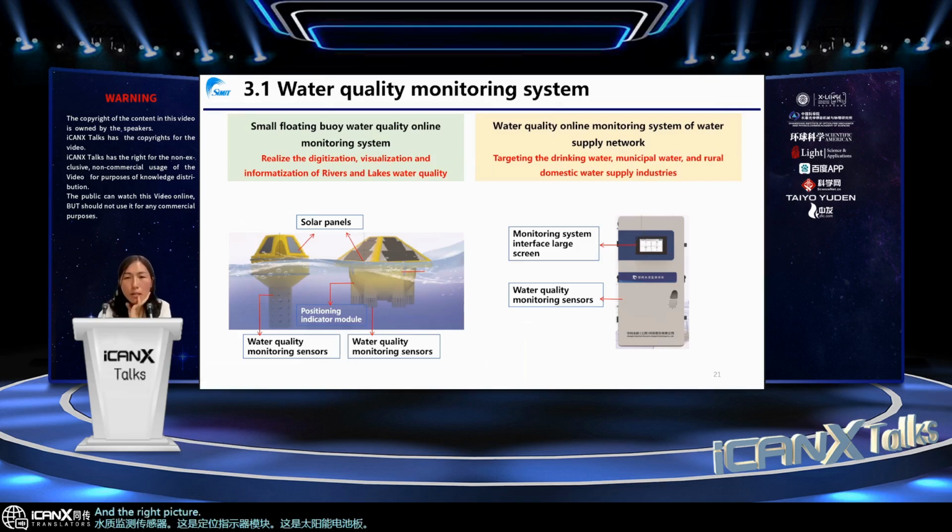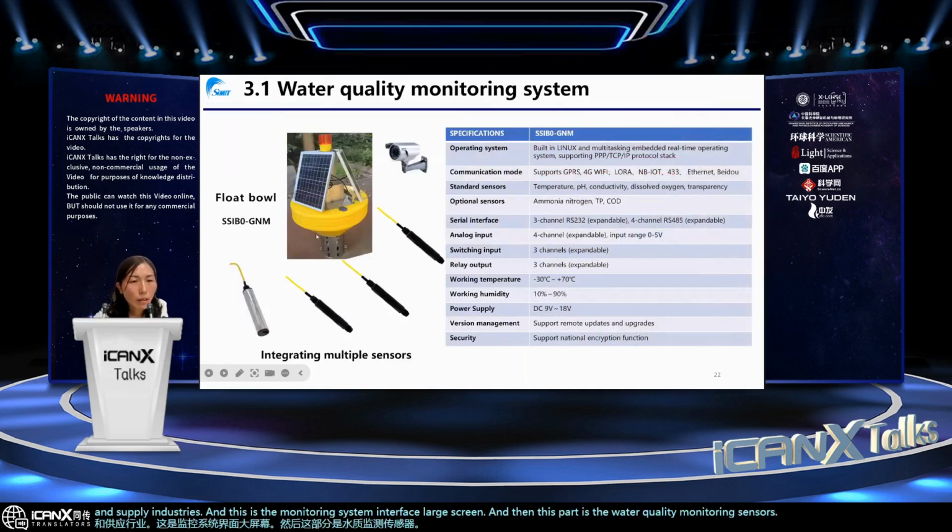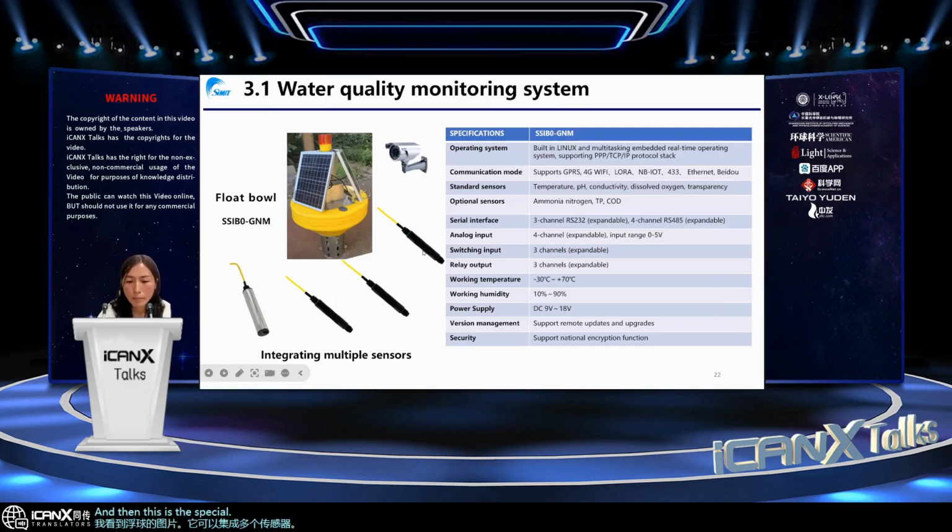The right picture is the water quality online monitoring system for water supply networks. It could detect drinking water, rural domestic water, and supply industries. And this is the monitoring system interface large screen. And in this part are the water quality monitoring sensors. It's the picture of the float ball. It could integrate multiple sensors, and these are the specifications.